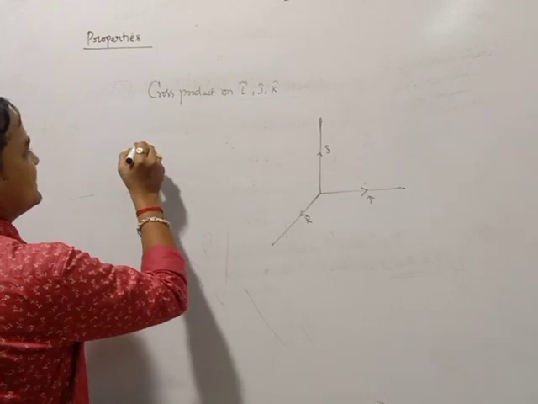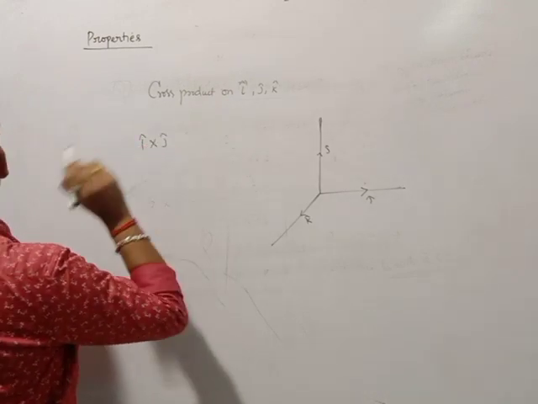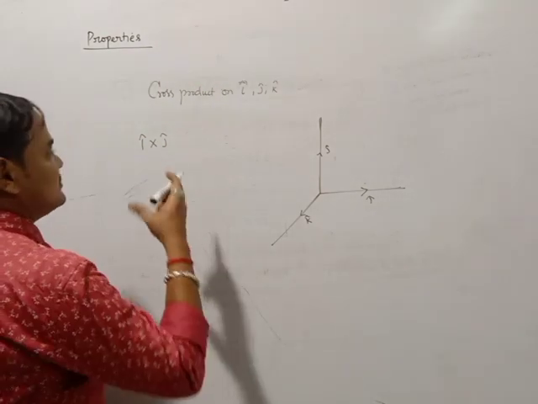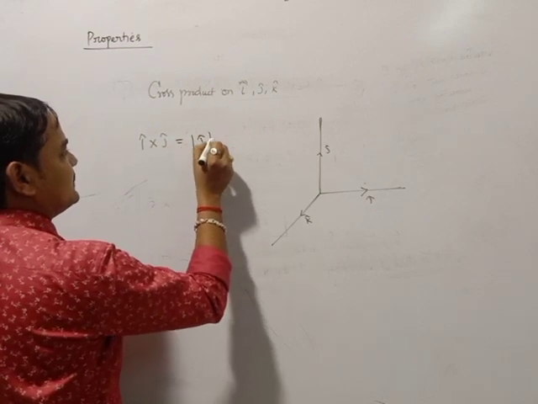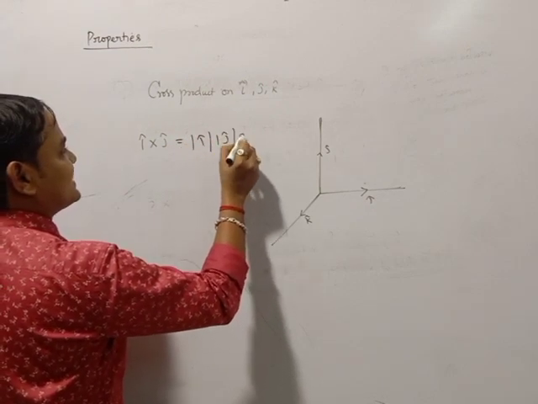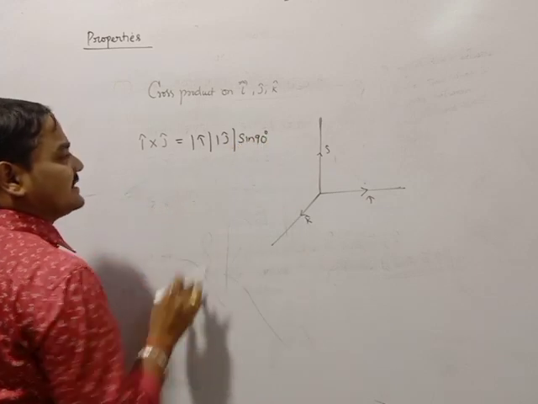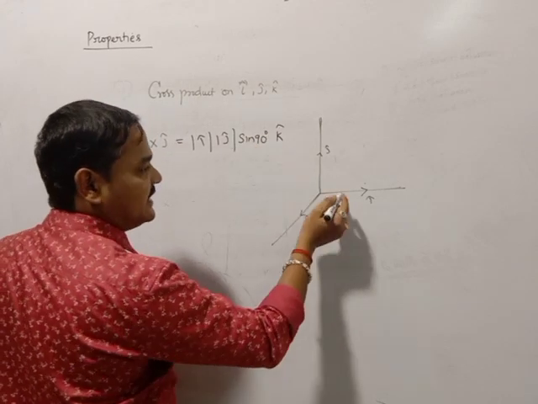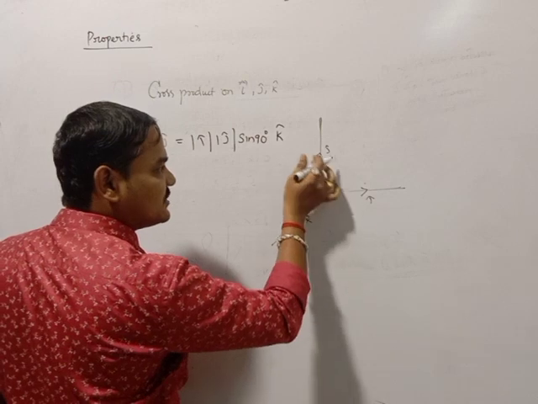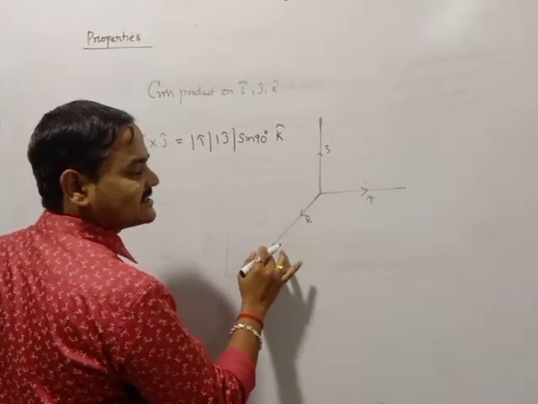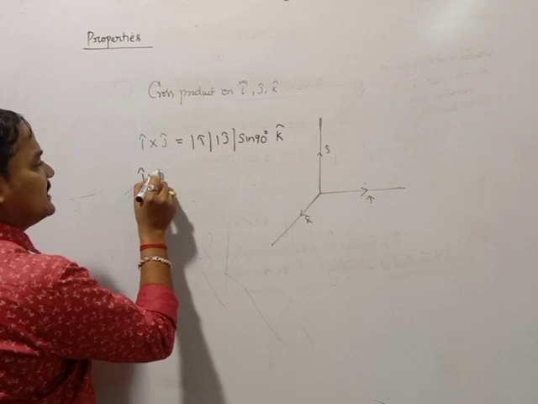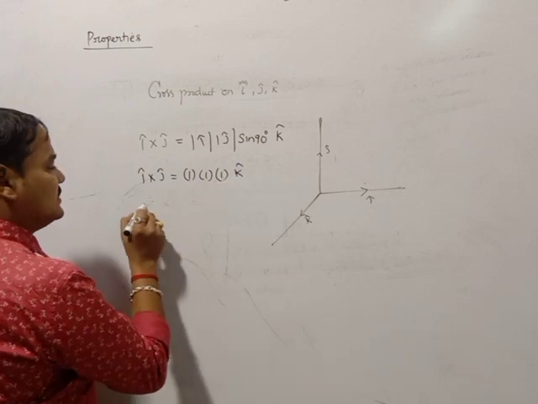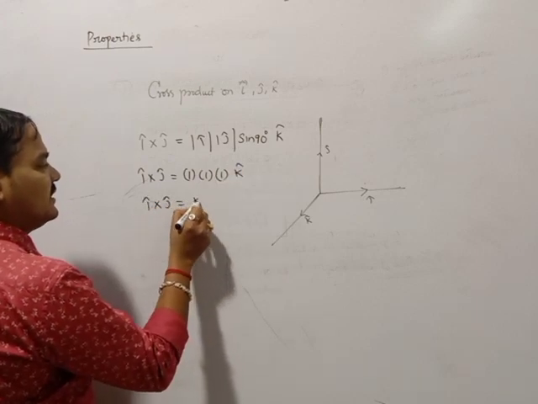Now we are going to discuss i bar cross j bar. What will come? i bar cross j bar is equal to, using the formula, magnitude of i cap into magnitude of j cap into sine of the angle, which is 90 degrees, and the vector which is perpendicular to i bar and j bar is k cap. Because you are multiplying in the anti-clockwise direction, it is k cap. So i bar cross j bar is equal to 1 into sine 90, which is also 1, k cap. So i bar cross j bar is equal to k cap.